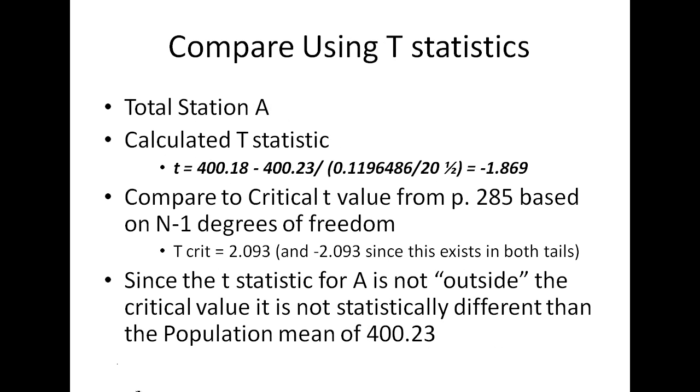For total station A, we're going to calculate the t-statistic by taking the mean value for all the A shots and comparing it to the known distance between the two points. We take the standard deviation and divide it by the square root of the number of shots. That's basically the standard error. And what you're going to find is that your t-value is almost negative 1.87.